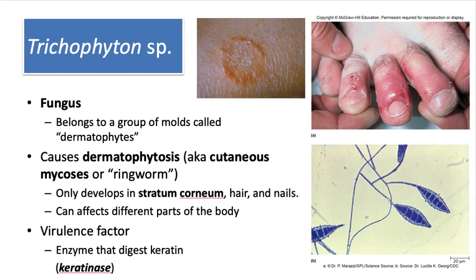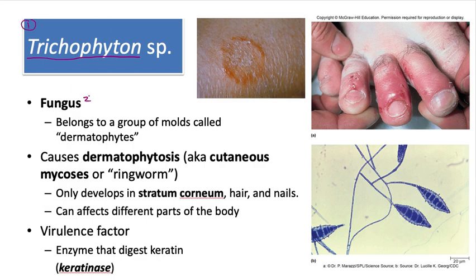All right, next we have trichophyton. We don't have a single species of trichophyton that can cause athlete's foot or ringworm. So trichophyton is the genus name, and there can be a variety of different types of species. So you can just know the genus name for the pathogen name.